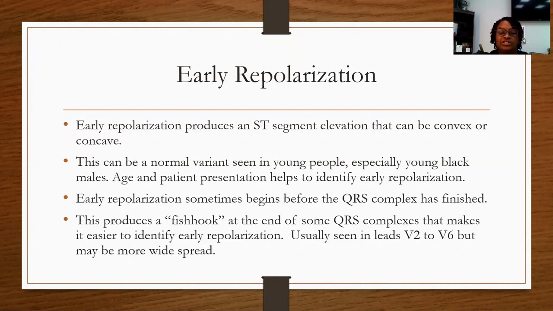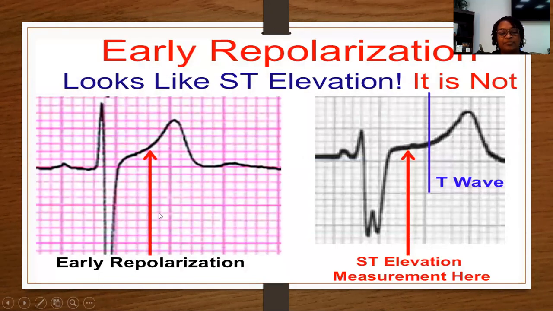Early repolarization sometimes begins before the QRS complex has finished, and it produces what looks like a fish hook on your EKG at the end of some of the QRS complexes. And you can usually see that in leads V2 to V6, but you can see it in other leads as well. So here's an example of that. You see your ST elevation with early repolarization.